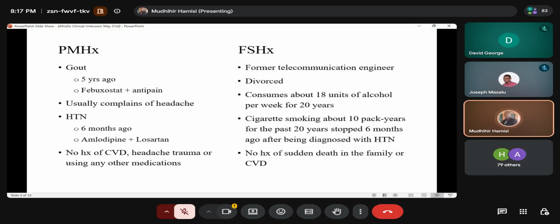He consumes about 18 units of alcohol per week for the past 20 years. And he smoked cigarettes, about 10 pack years, for the past 20 years. However, he stopped like 6 months ago after being diagnosed with hypertension. And in the family, there is no history of sudden death or cardiovascular disease. That is all about the history.